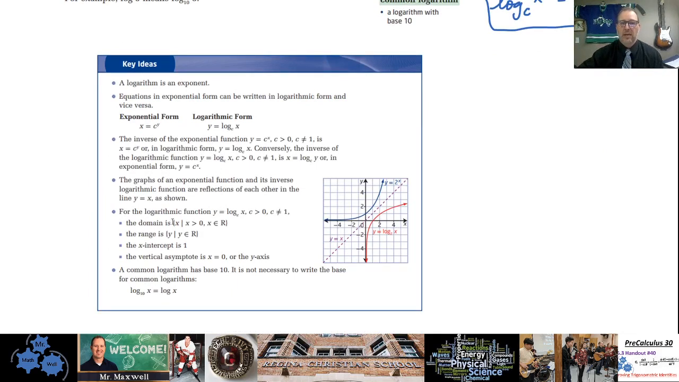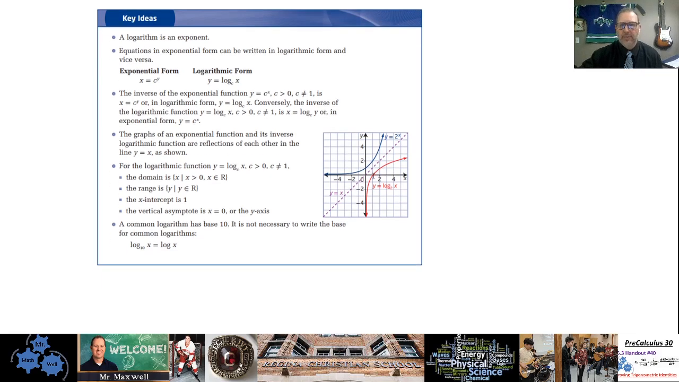Okay, so the domain of a log function is everything greater than zero. Okay, it can't be in the negative x there. The range is all real values for y. It can go all the way down. And this doesn't flatten out really. It does keep expanding, but it just goes up real slowly. Yeah, okay. X-intercept of 1.